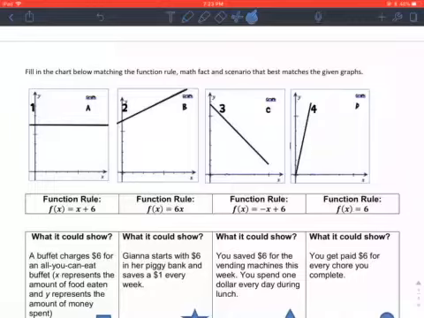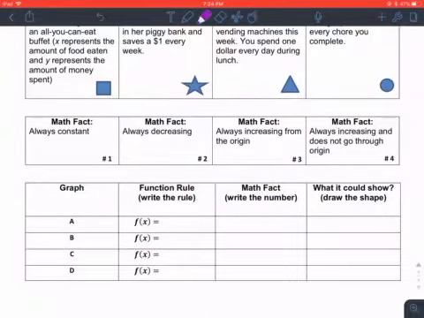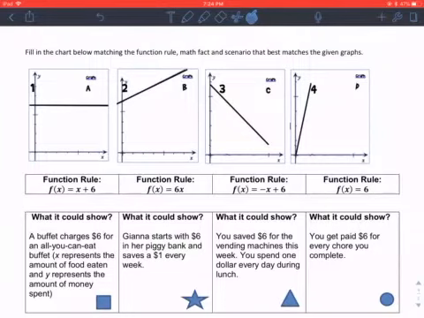Okay guys, so now for our last video, it says fill in the chart below matching the function rule, math fact, and scenario that best matches the given graphs. Okay, so I'm just going to start with graph A. So I'm going to look at this graph right here.